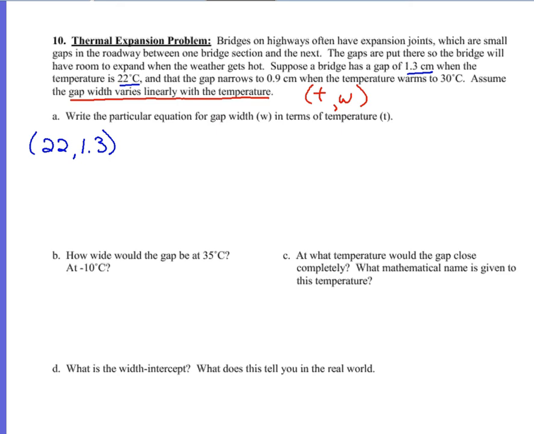The rest of the values they give us say the gap narrows to 0.9 centimeters when the temperature warms to 30 degrees Celsius. Okay, other ordered pair: temperature, T, would be 30 here, and that width, W, would be 0.9.